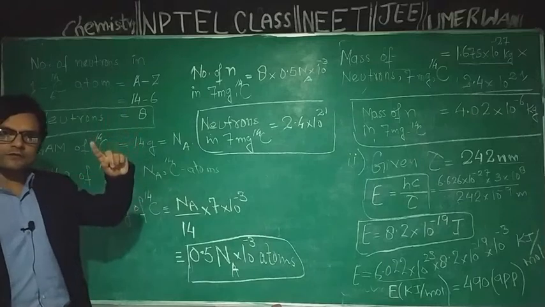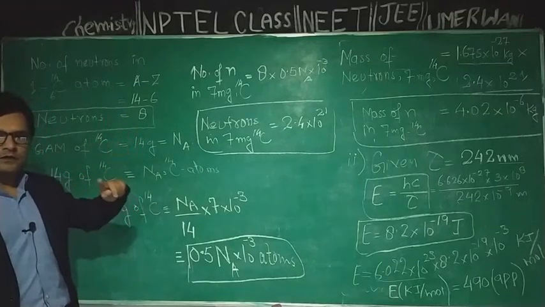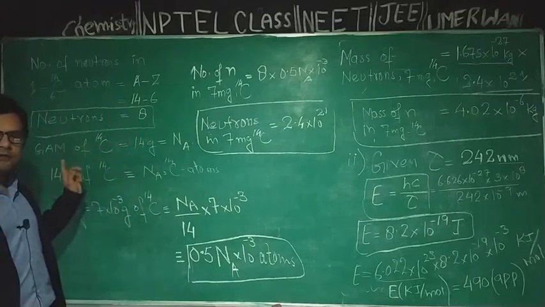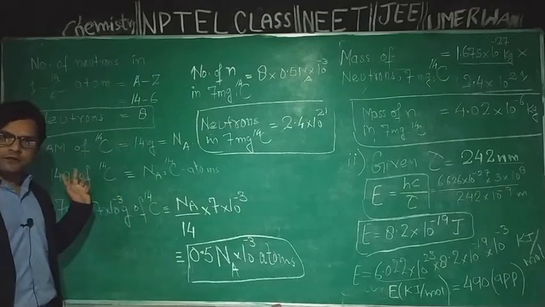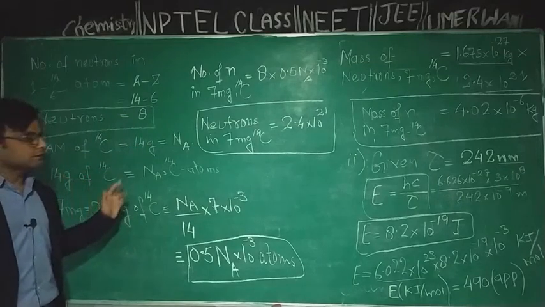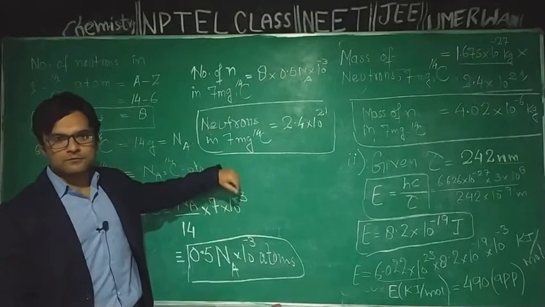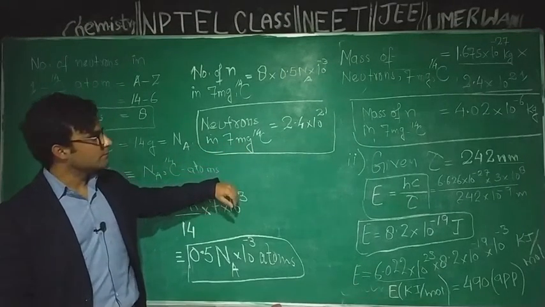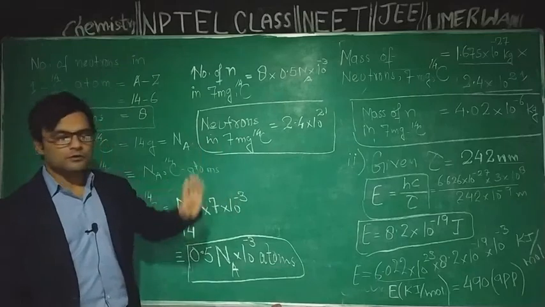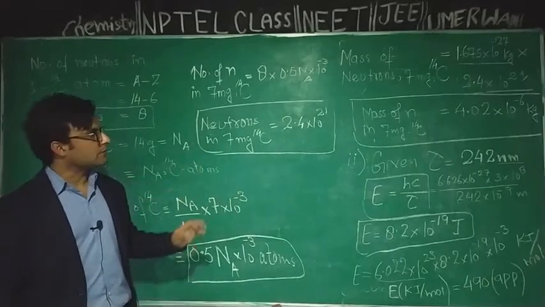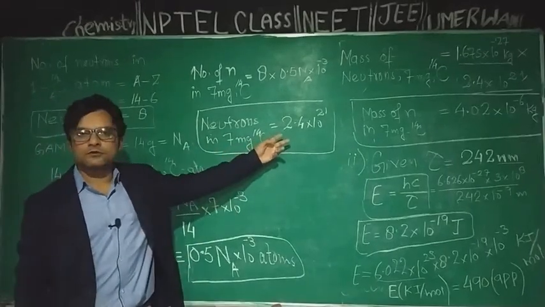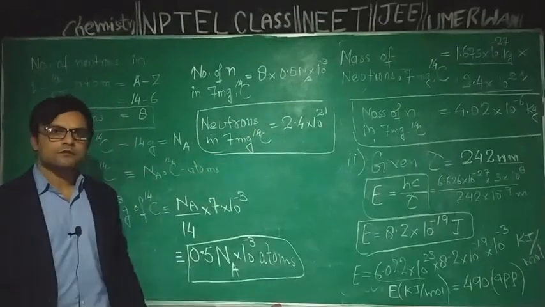Now if I may recall the ideas, first I needed to know number of neutrons present in one carbon 14 atom. Then I calculated number of carbon 14 atoms present in its 7 mg weight. Then I calculated total number of neutrons in 7 mg weight of carbon. And then I calculated mass of these many neutrons which are present in 7 mg weight of carbon 14.